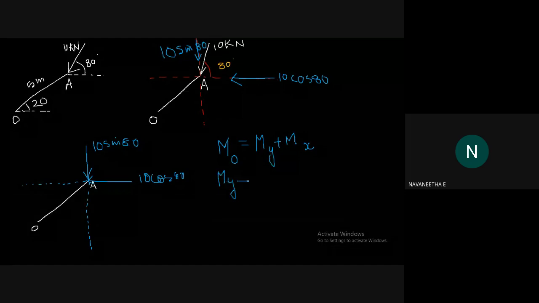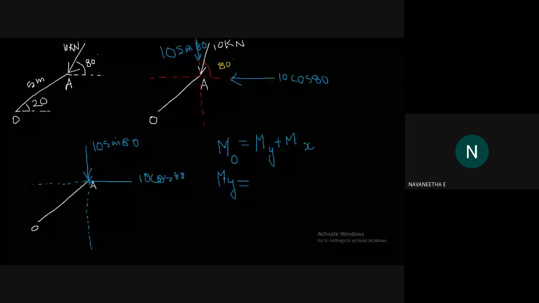Here I am first finding out the moment My. So My equals the magnitude of force times the perpendicular distance. We need to find out the perpendicular distance. Here O is the center. We need to find the perpendicular distance between O and the line of action of 10 sin 80.